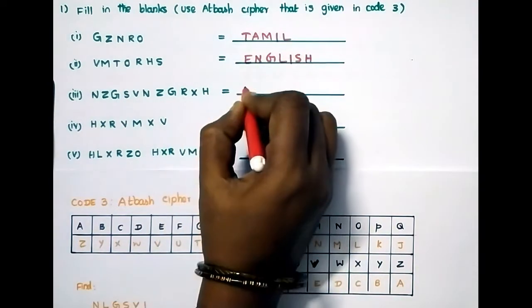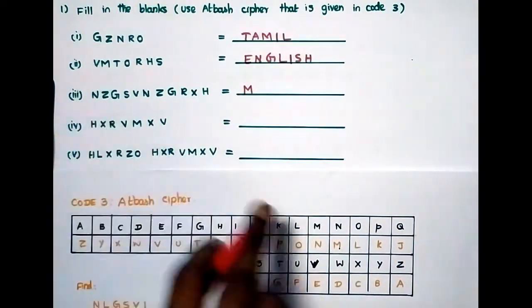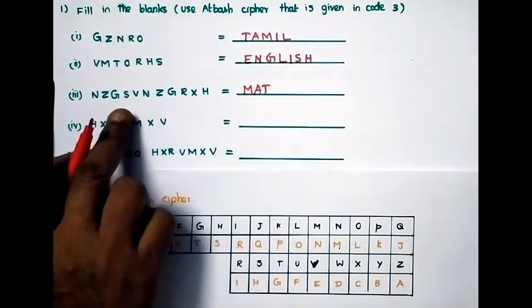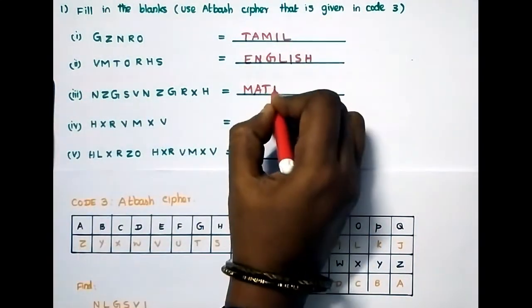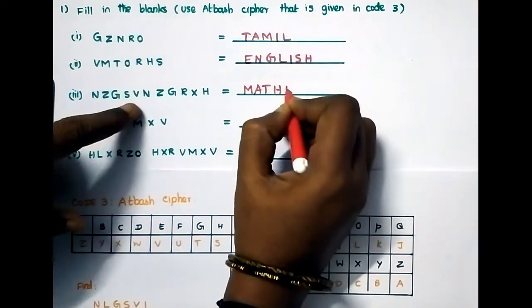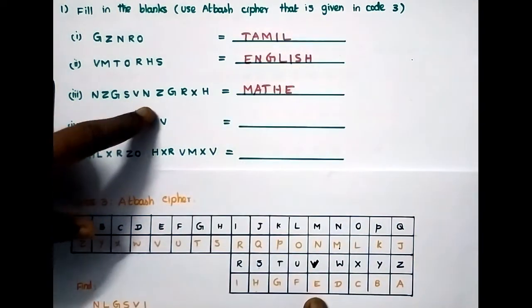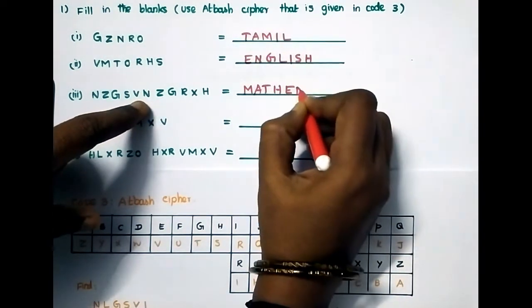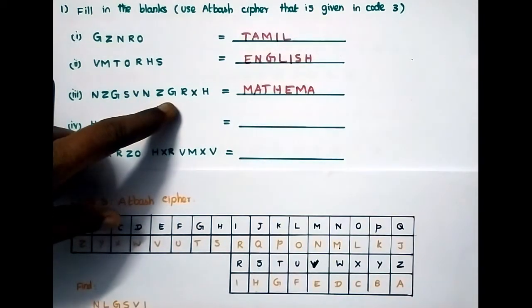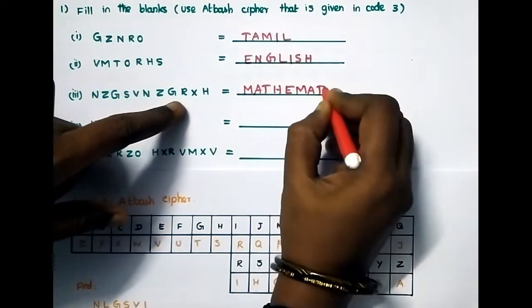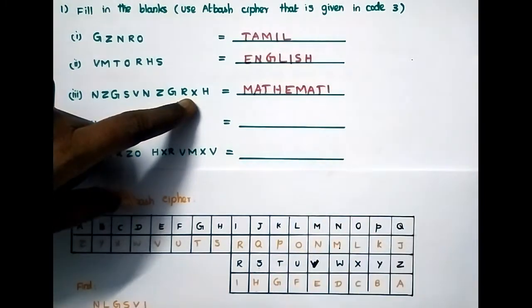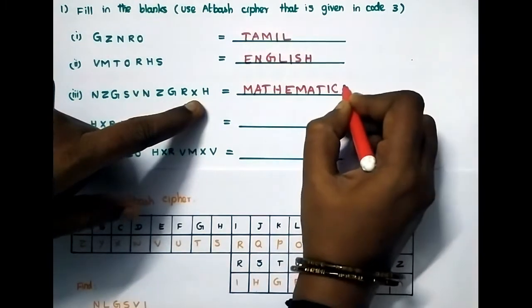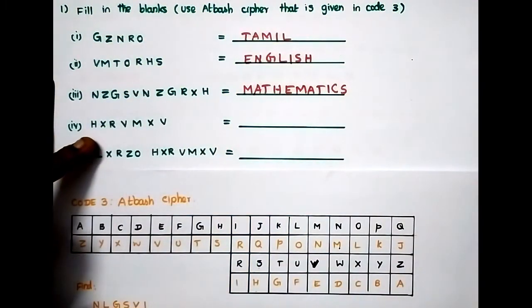N denotes M. Z denotes A. G denotes T. S means H. V means E. Z means A. Again M and A. G, T. R, I. X, C. H, S. So mathematics.